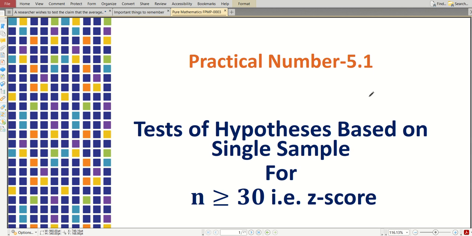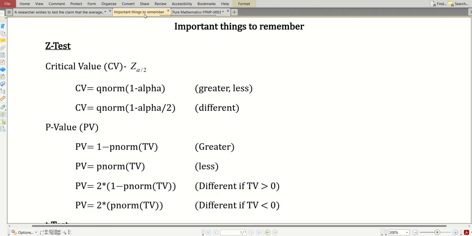Hello students. In this video, we are going to discuss the testing of hypothesis of single sample. If we are checking the testing of hypothesis for single sample, there are two possible cases. If n is greater than 30, then we are using Z score. And if n is less than 30, then we are using T score. Clear. So here we are discussing only n greater than 30. That means we will discuss the questions related to the Z score.